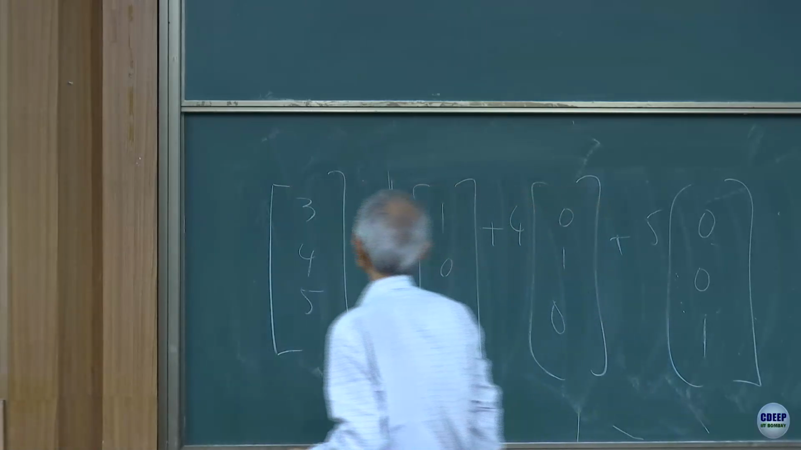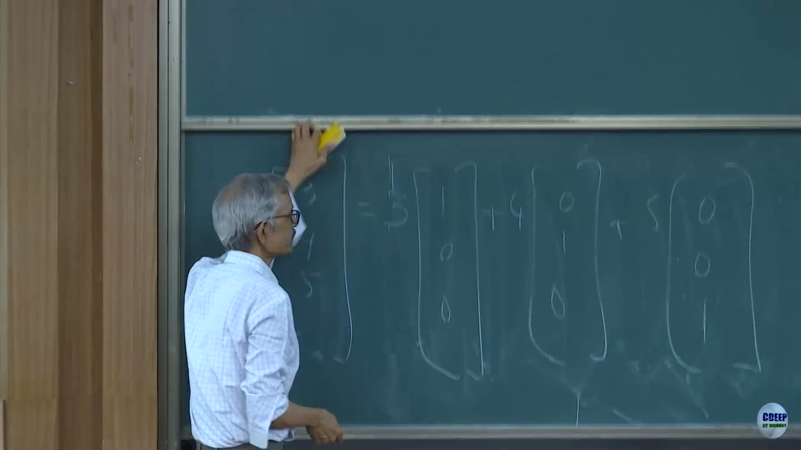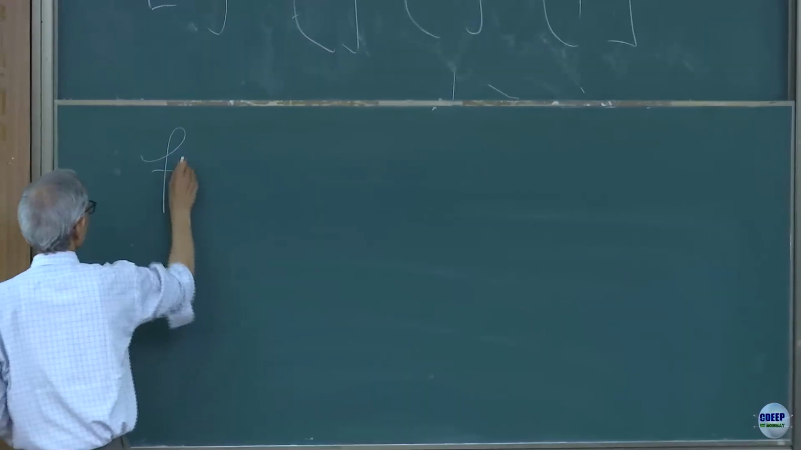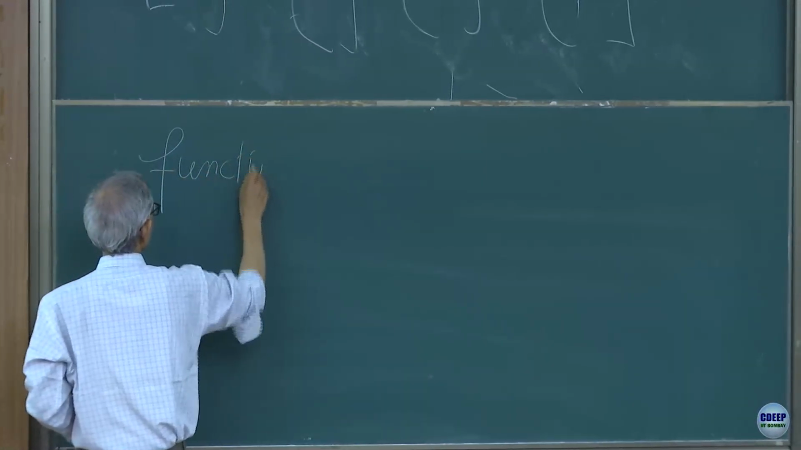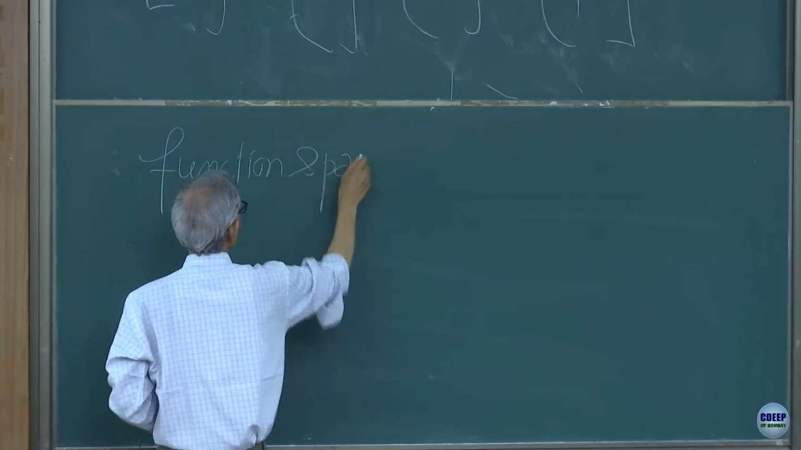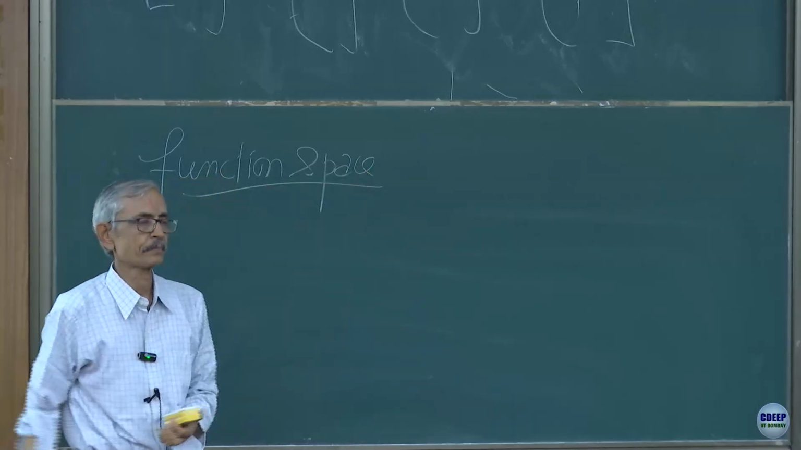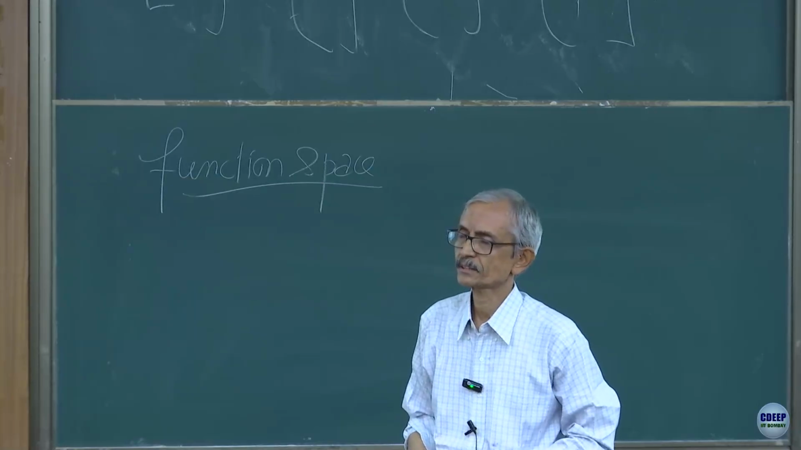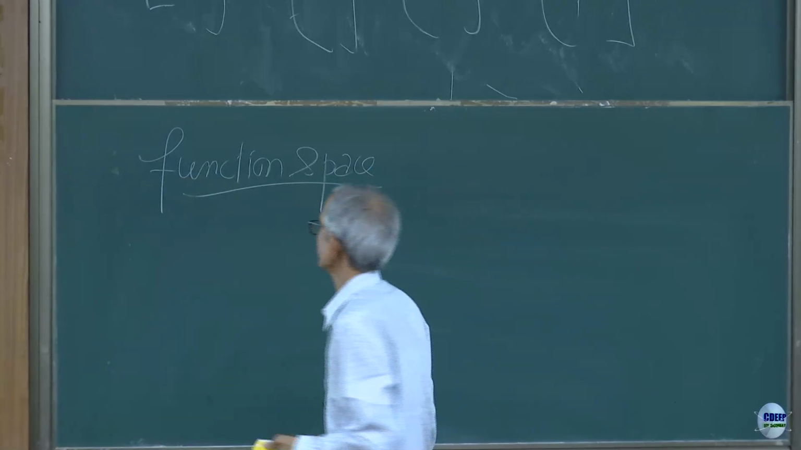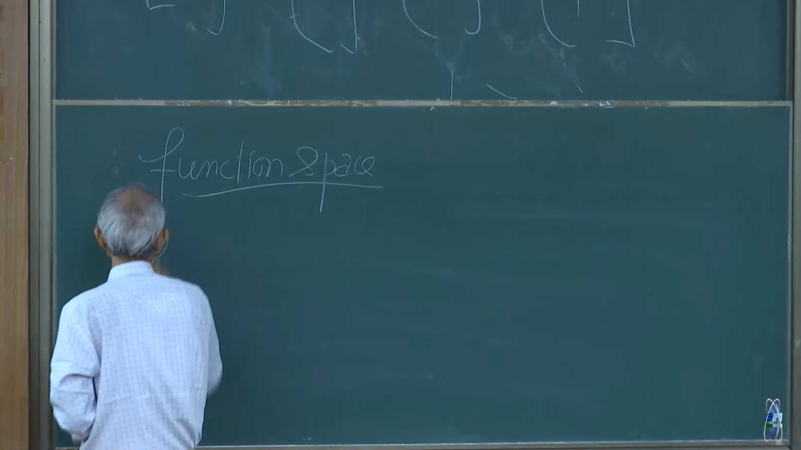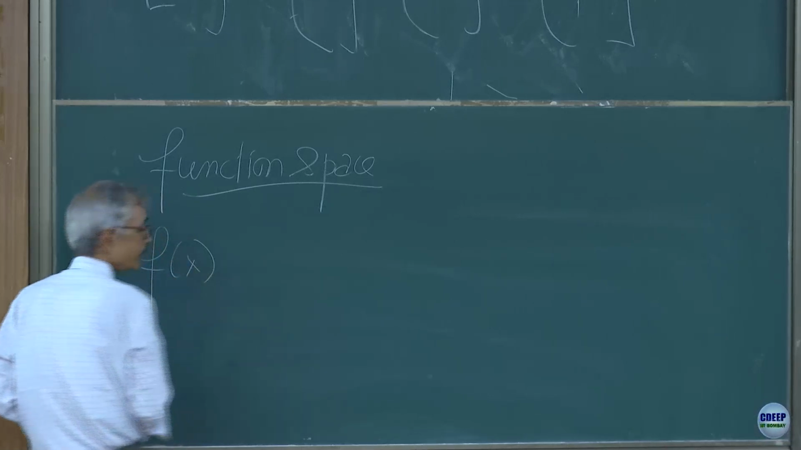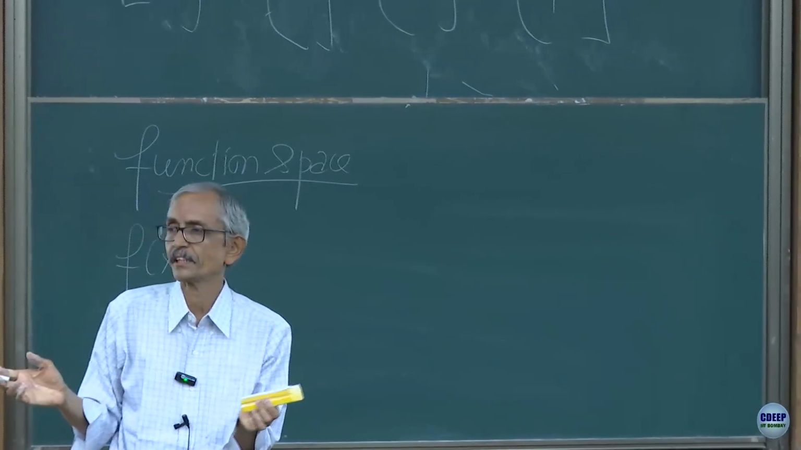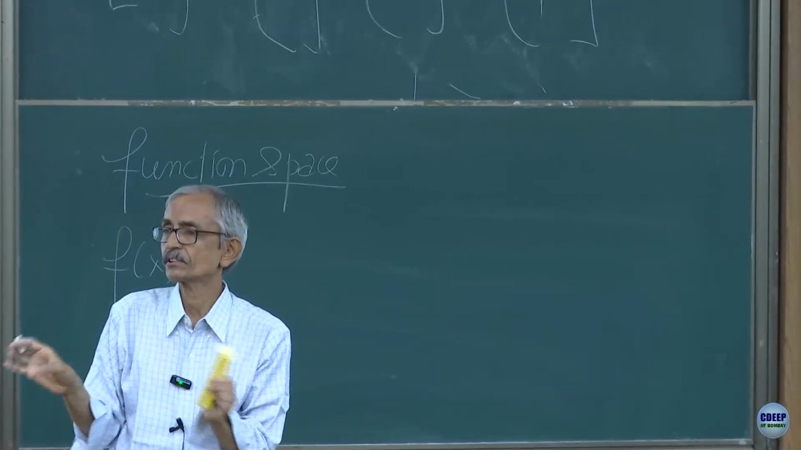Now let us say that we will extend this same definition to a function space. We have talked about a vector space. Now we talk about a function space. In the function space, I have any function f. How would I represent any function f in the function space?